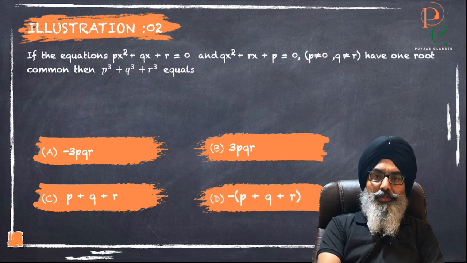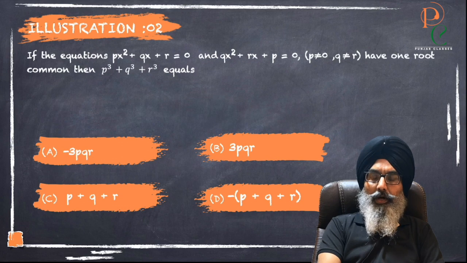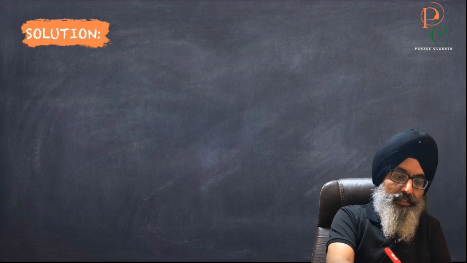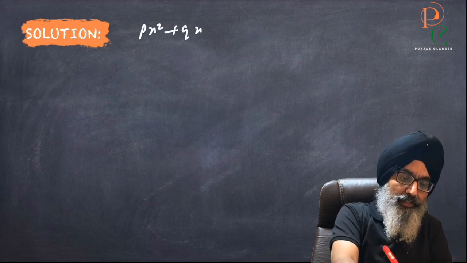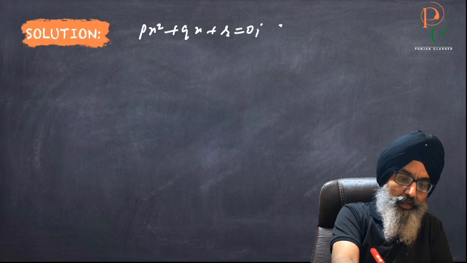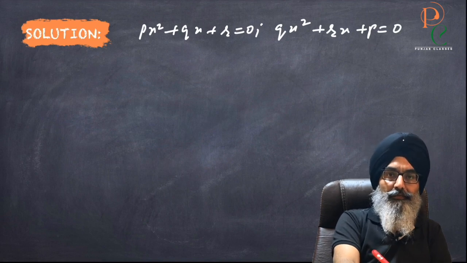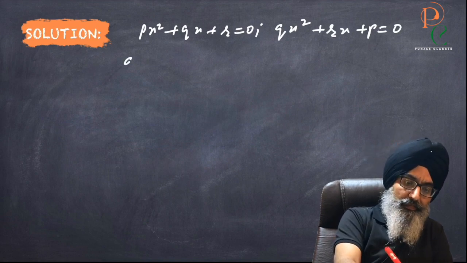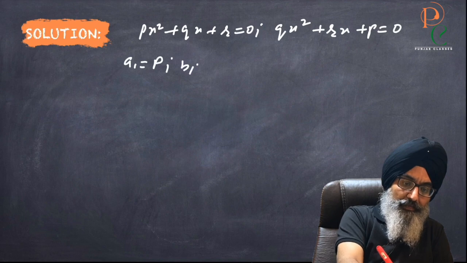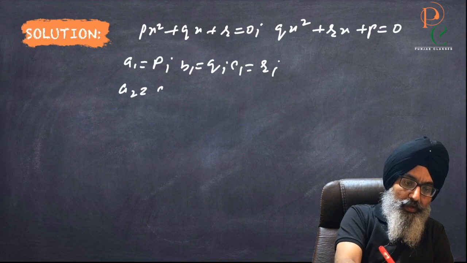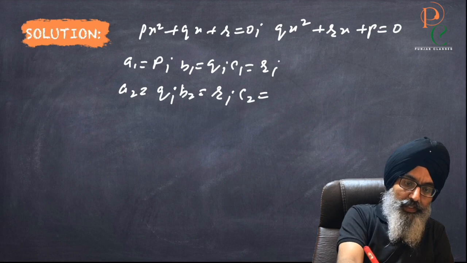So we will solve this question as well by using the concept of one root common. Let's see that. We are given the two quadratic equations as px square plus qx plus r equal to 0 and qx square plus rx plus p equals to 0. If we compare these two quadratic equations with the standard form of quadratic equations, we get a1 equal to p, b1 equal to q, c1 equal to r, then a2 equal to q, b2 equal to r and c2 equal to p.